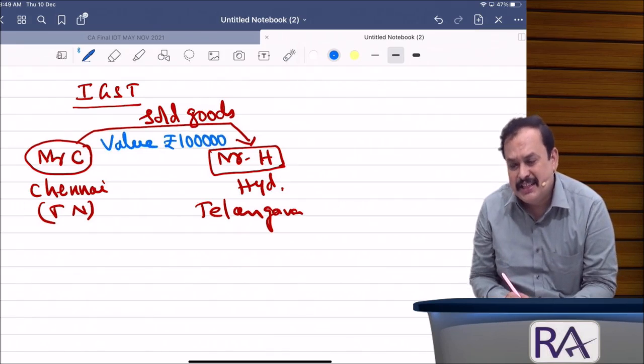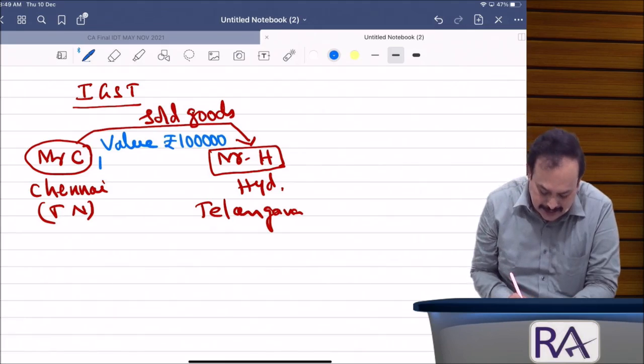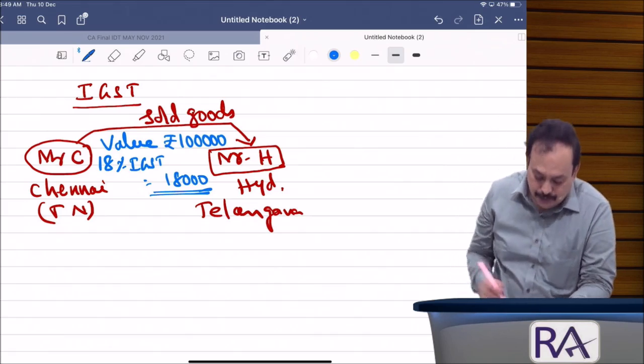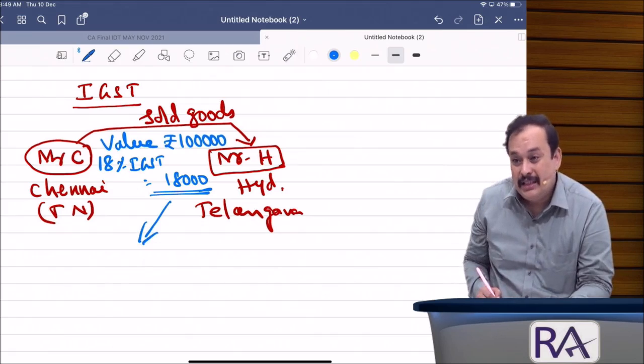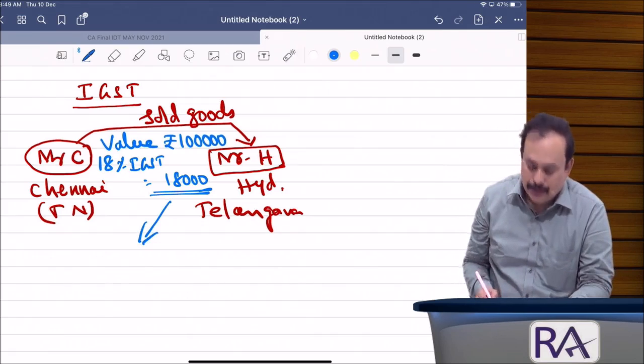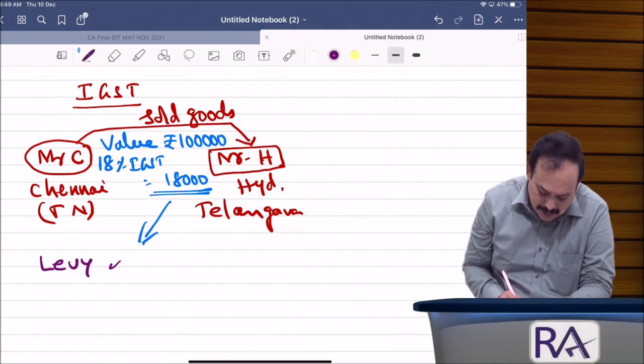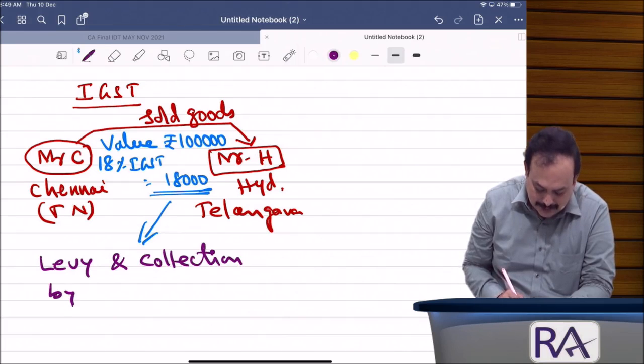Liable to pay CGST, GST or IGST? Quickly, fast. IGST, let us say 18% IGST, which is 18,000 rupees. Is it clear? Which is IGST. So, who collected? Levied and collected by whom? Central government. So, I will say that here, this levy and collection by central government of India. Correct, sir?